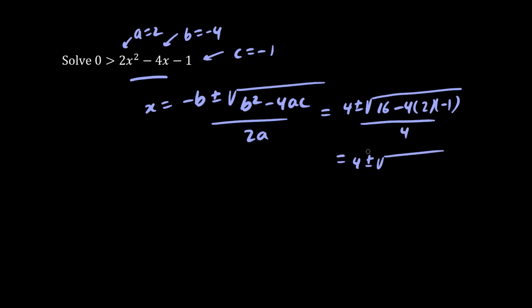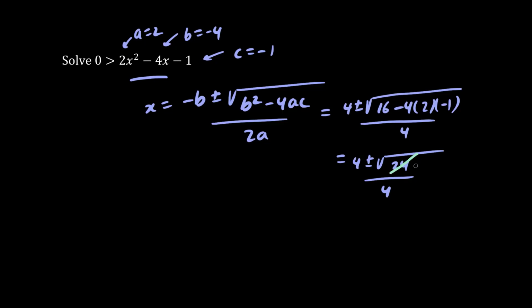So let's simplify. Negative 4 times 2 times negative 1. Two negatives make a positive, and 4 times 2 is 8. 8 plus 16 is 24. And what is 24?